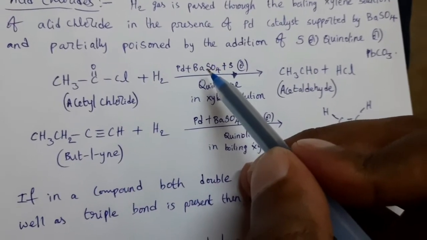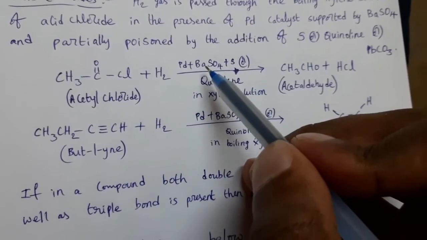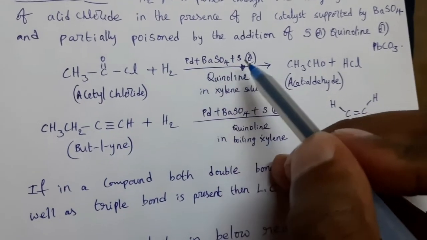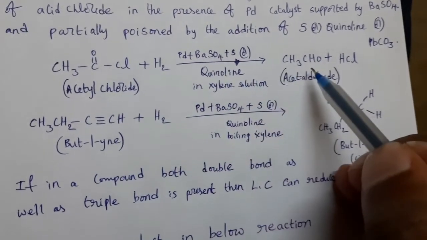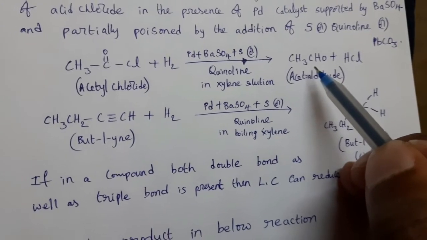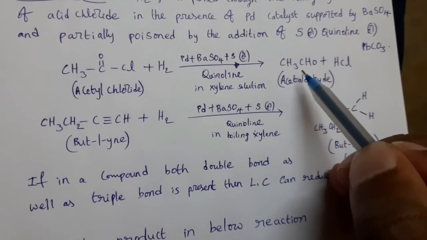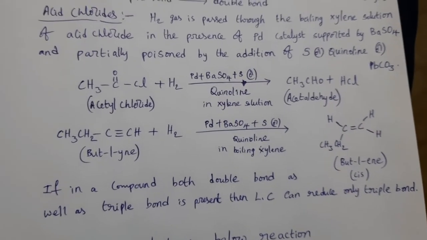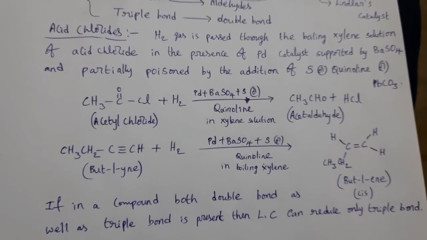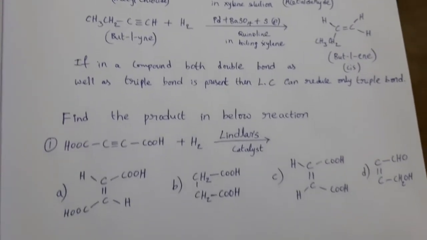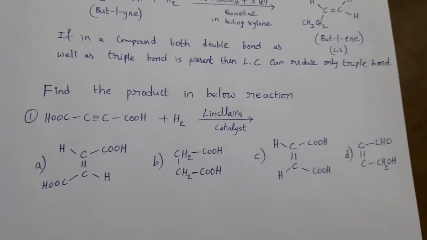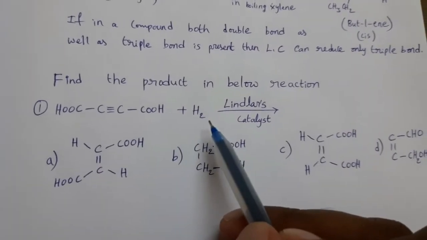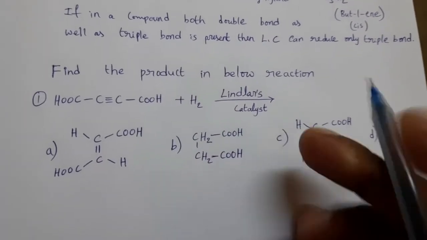Due to the presence of palladium catalyst which is poisoned by BaSO4 and sulfur, this reduction process is stopped at aldehydic stage. So we can get aldehyde in this reduction of acid chlorides. Now see the related questions. Find the product in below reaction. This is the given reactant reduced by hydrogen in presence of Lindlar's catalyst.